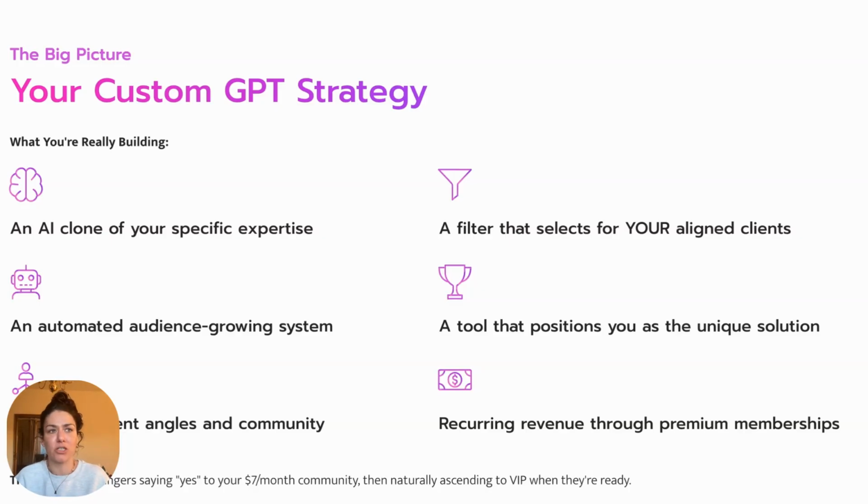That's why it's important that the GPT is specific enough that this is a problem your ideal audience faces, a bleeding neck problem that they want a solution to, because if you solve that problem really well, it'll naturally lead to your other problems. It positions you as the unique solution, and then it starts to build you recurring revenue through your premium membership. So the goal is to get strangers to say yes to your premium membership and then naturally ascend to VIP when they are ready.